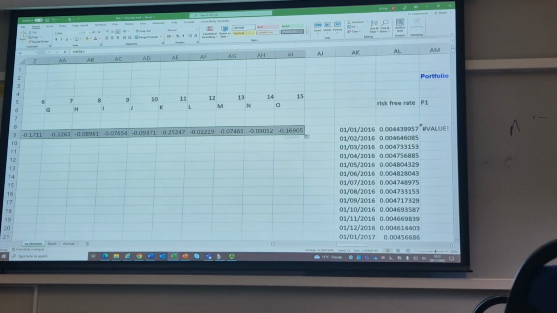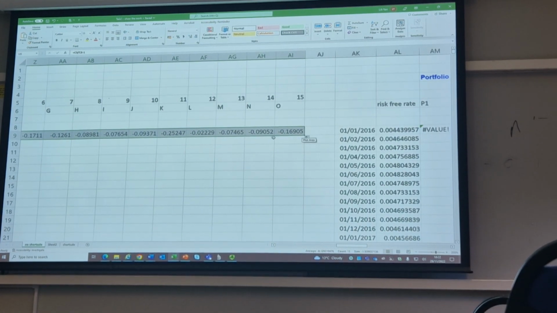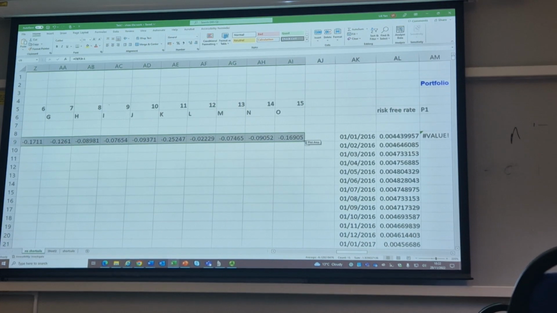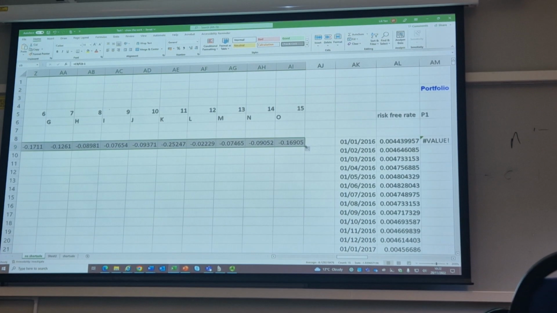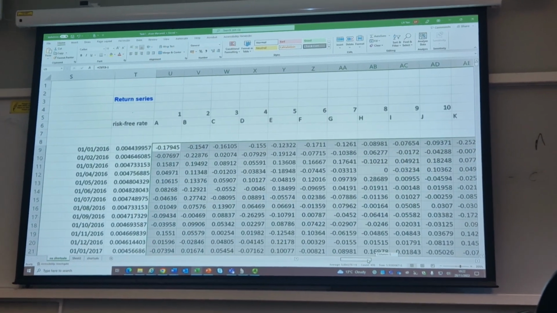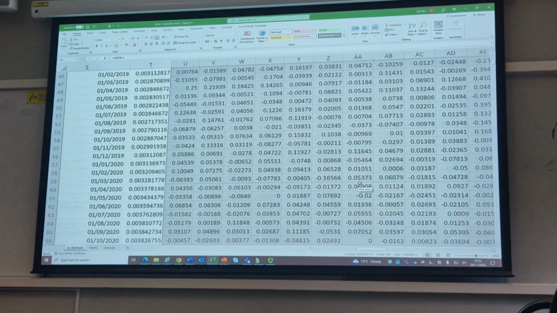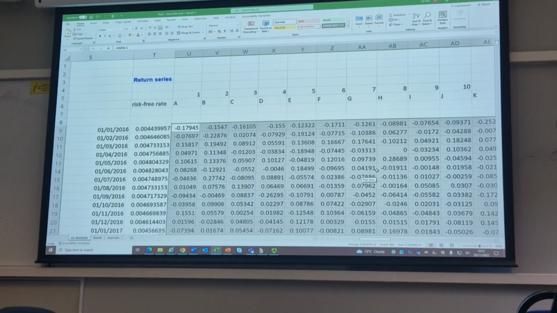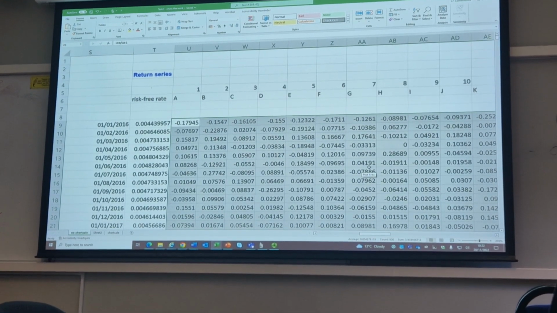And then, okay, move the mouse to the right corner. When the cursor represents a black cross, we just double click it. Okay, that's it. So this is the return of these 15 stocks. For you it's 30 stocks.